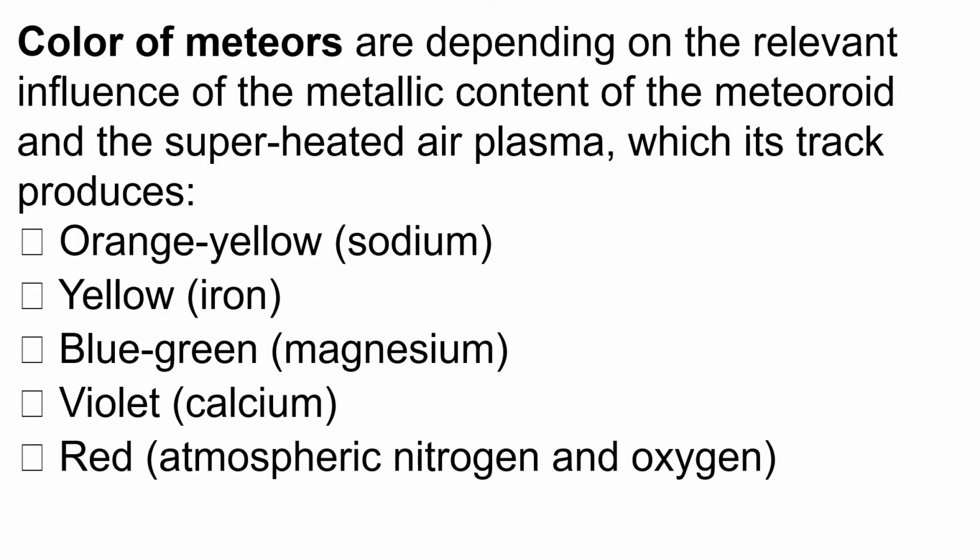So we have the color of meteors. Depending on the relative influence of the metallic content of the meteoroid and the superheated air plasma, which is also tracked, it produces a yellow-orange. That is sodium. Then for the yellow, that is iron. Then for the blue-green, that is magnesium, violet, calcium. Then red, atmospheric nitrogen and oxygen.